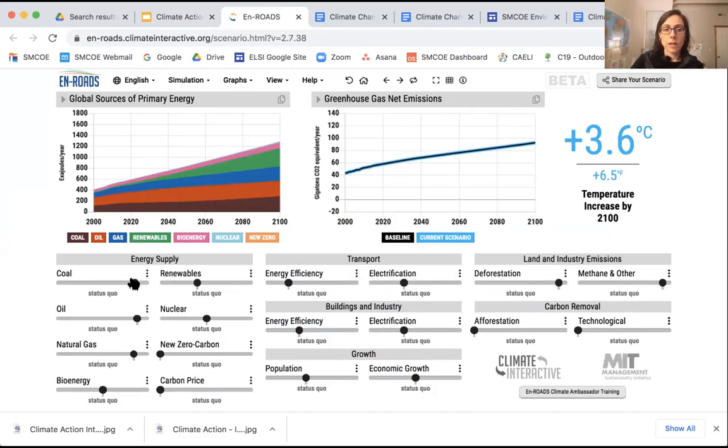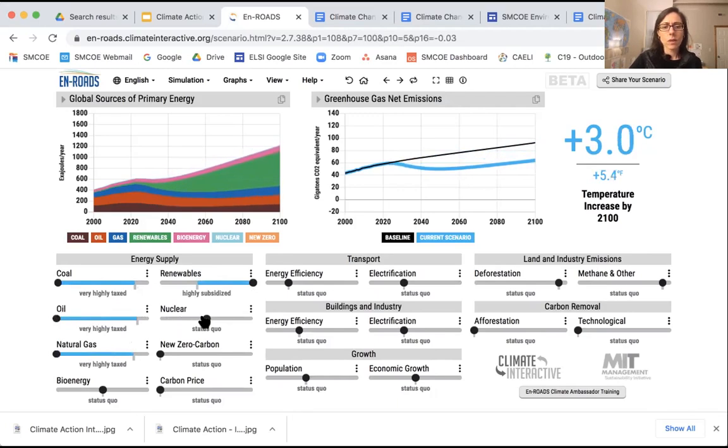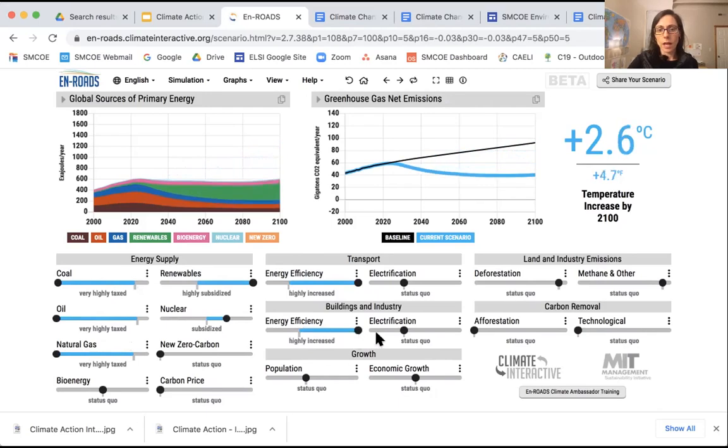So they get to actually play around with like, well, what would it look like if we totally got rid of coal? Like if we said, let's highly tax it, let's get rid of it. What would it look like if we completely subsidized renewables? What would it look like if we got rid of natural gas, got rid of oil? What would it look like if we said, okay, nuclear is all right, we'll do a little bit with that? What would it look like if we got more energy efficient in our transportation and if we incentivize electrification?